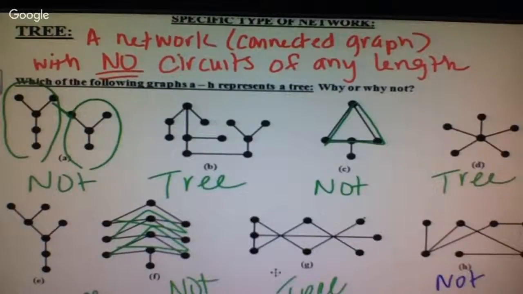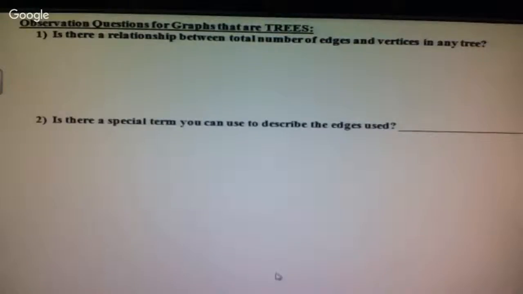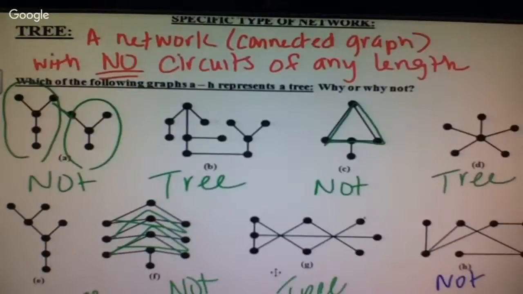However, as always, I have a way to fix it for you. Shortcuts. Shortcut! Yay, Miss Smith! I mean, yay, these smart math people that gave Miss Smith this knowledge. That's what we're going to do. All right. So, observation questions for the graphs that are trees. Look at all the graphs that you put tree for. Is there some type of relationship between the total number of edges and the vertices that you have in each one of those graphs? So let's go back and look.